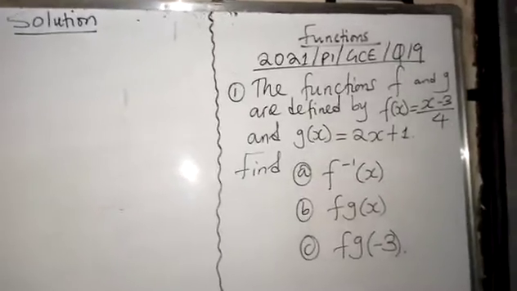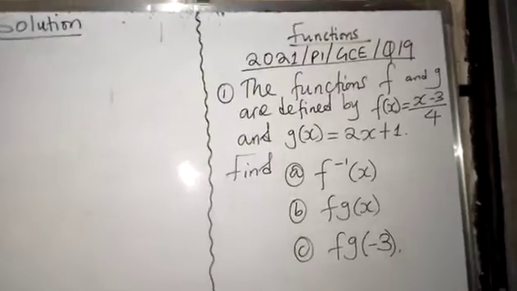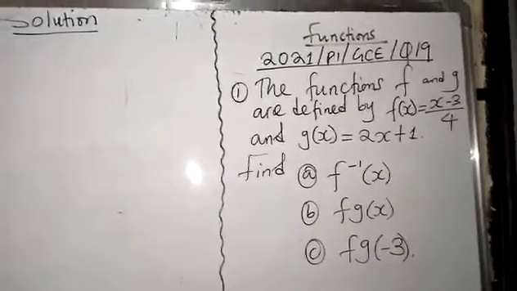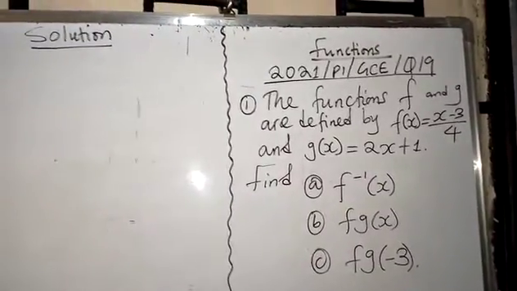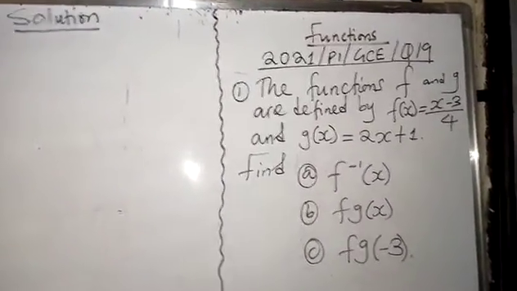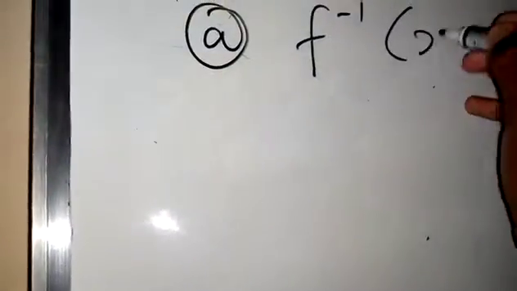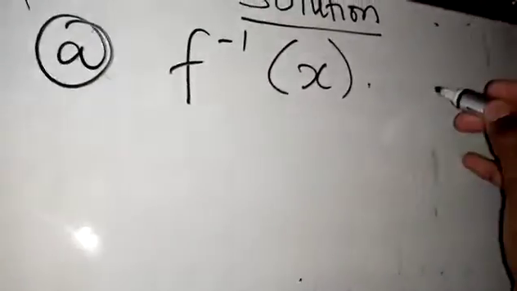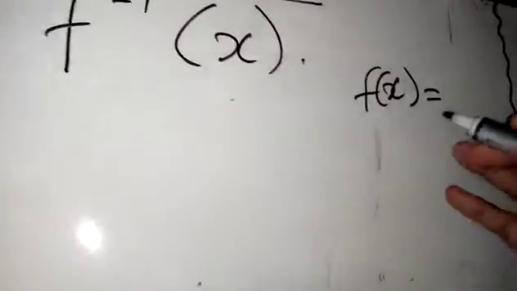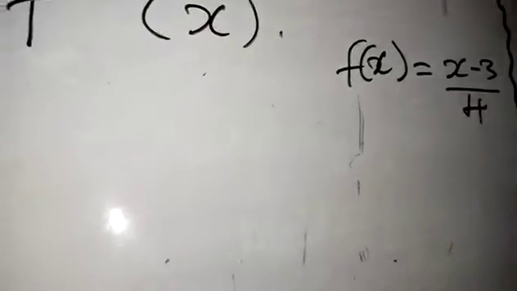The functions f and g are defined by f of x is equal to x minus 3 over 4 and g of x is equal to 2x plus 1. They want you to find the inverse of the function f. So we say number 1, the inverse of f. You write f of x is equal to x minus 3 over 4.